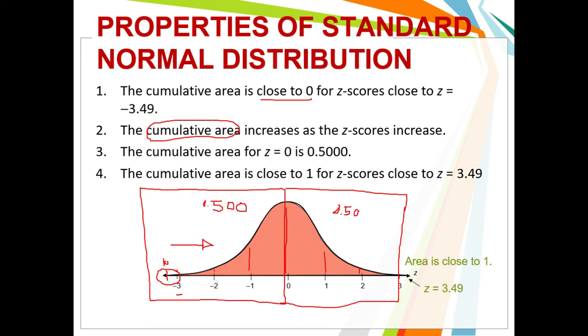And lastly, yung ating fourth na property, the cumulative area is close to 1 for z-score na close to 3.49. So our 3.49 value is nasa rightmost na area. So kung yan yung ating value ng z-score, the area or the cumulative area or the total area, yung ating shaded na area of the curve, that is equal or close to 1 or that is 100% nga kasi probability value siya.